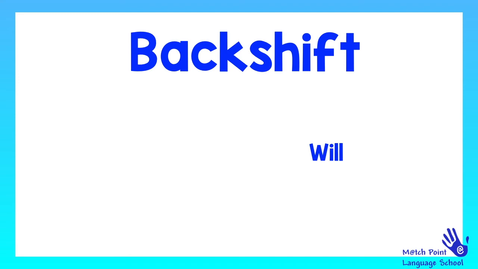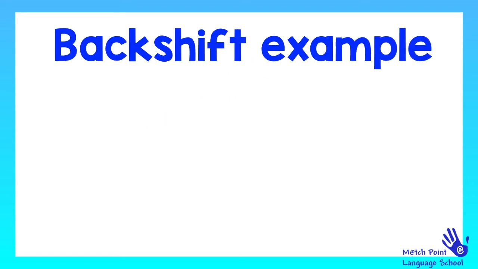Let's see what happens if we have to do backshift with some modal verbs. For example, with will. Will becomes would. Okay, that doesn't really mean that would is the past of will, but in this case, if we use will for the direct speech, we will use would for the reported speech. Let's see an example.